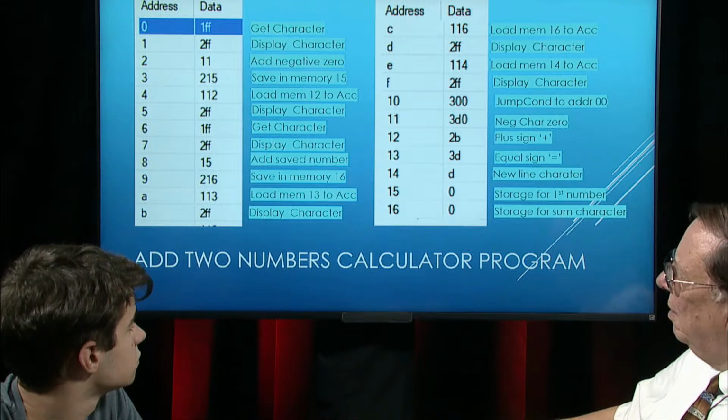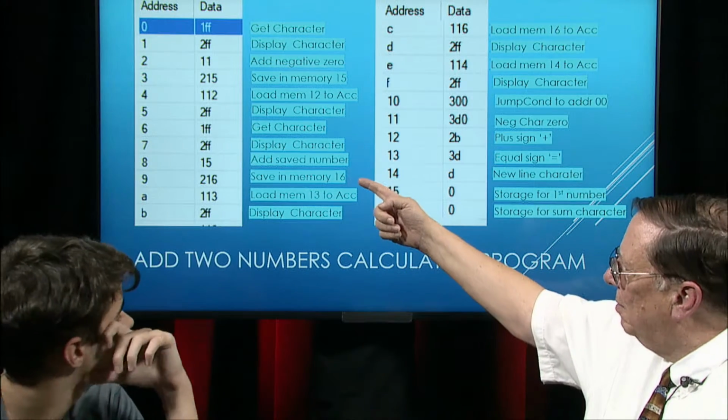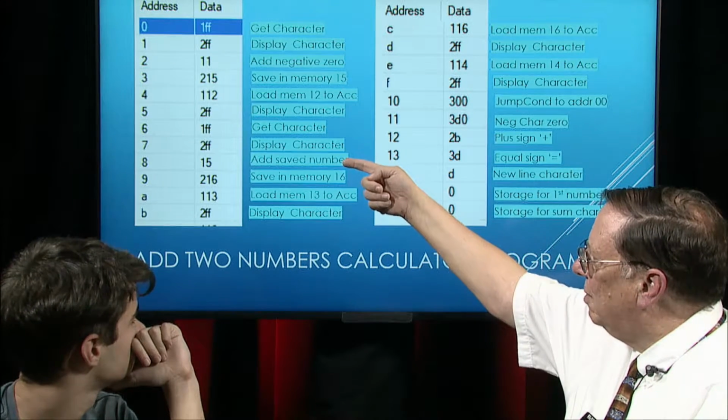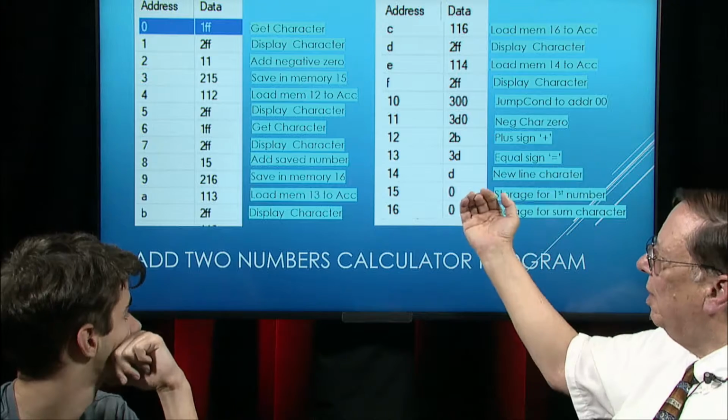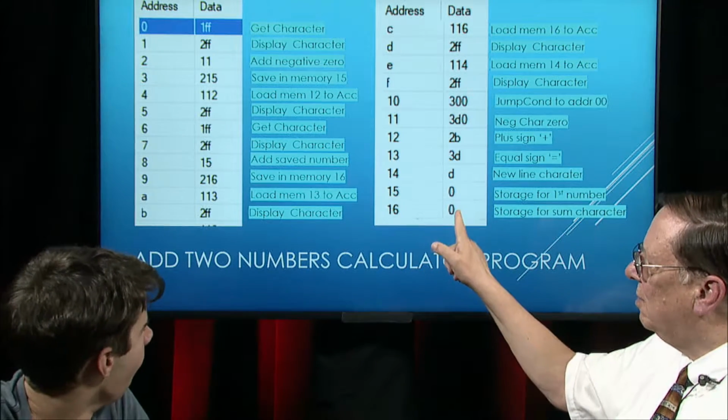Let's see, do we want to do that? Stop. Load here. Okay, add the saved number. Save the memory in memory location 16. So we're going to add the displayed character to our number. We don't want to display it there. We want to have an equal sign first. So we're going to save that in memory location 16.